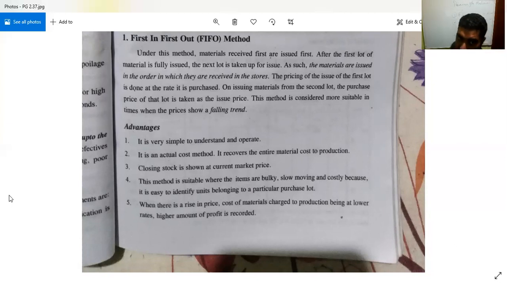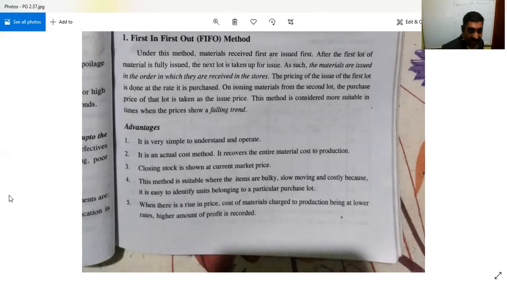Then closing stock is shown at the current market price. Whichever is the prevailing market price, the closing stock is to be valued at that. Then this method is suitable where the items are bulky, slow moving and costly, because it is easy to identify the units belonging to a particular purchase lot. So this method is suitable where the items are bulky in nature, slow moving and costly, very costly, so that it is easy to identify the units belonging to a particular purchase lot.